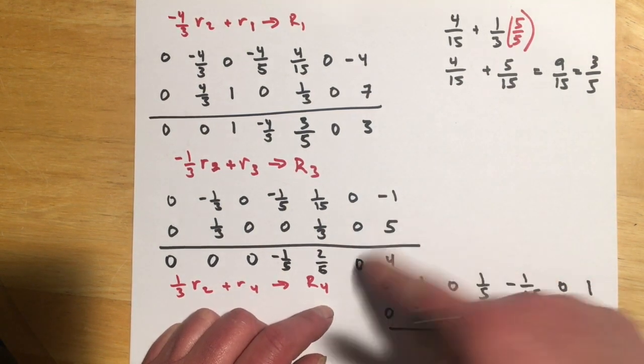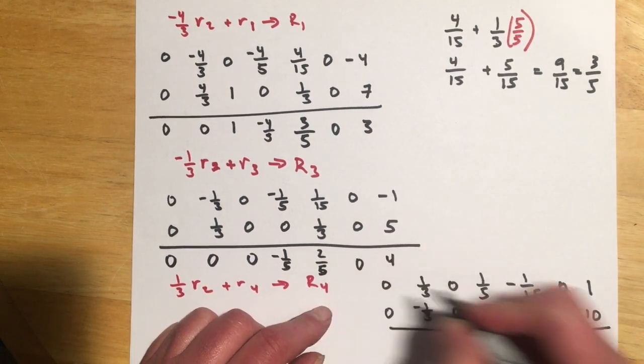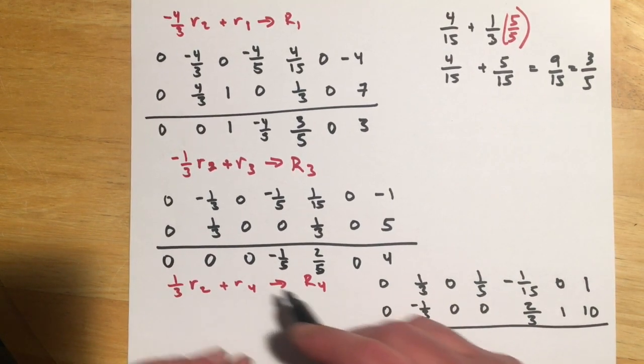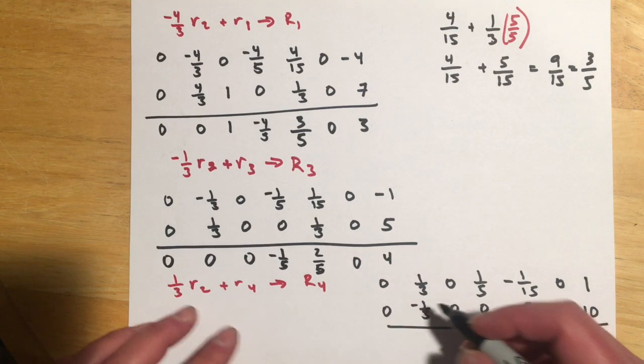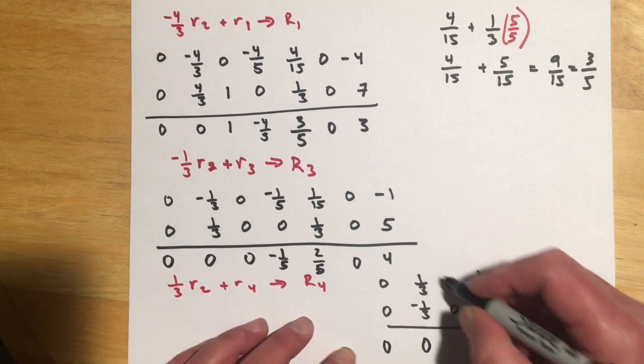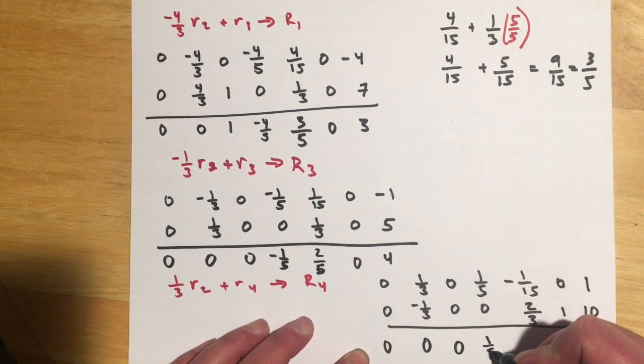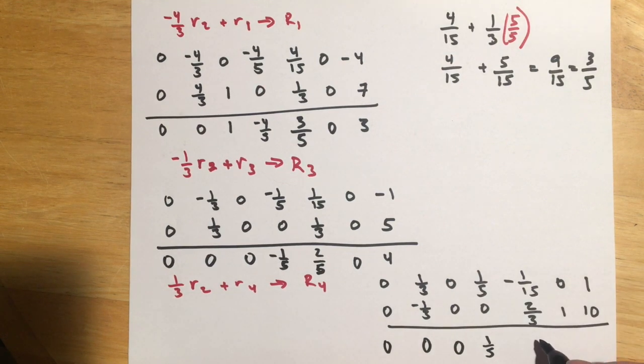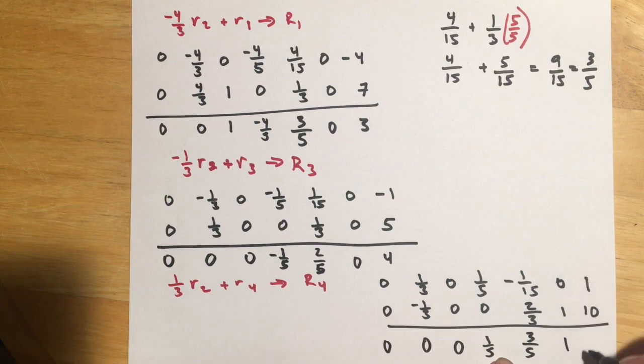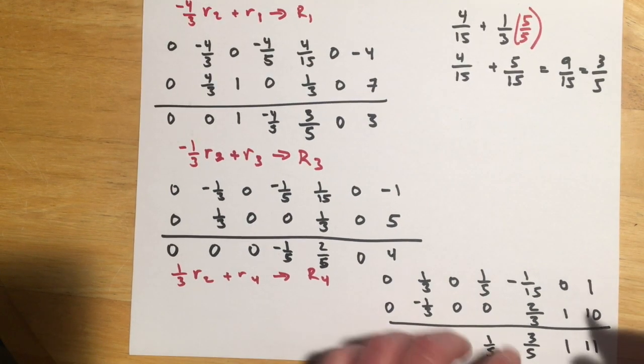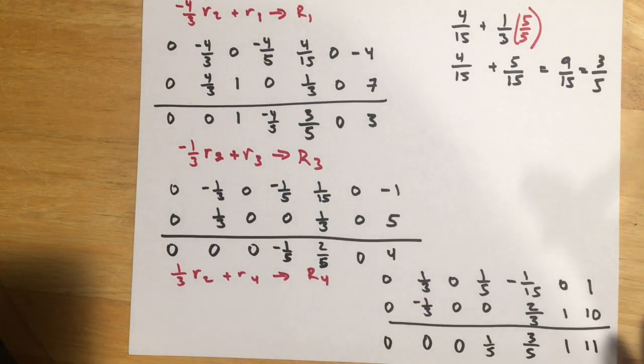0 and 4, it's the same ideas right there though. And then our last one was to make our new row 4. So 0, 0, and 0, 1/5. That comes out to 3/5, 1, and 11. And so again, I'll copy all this over to a new matrix and then start from there.